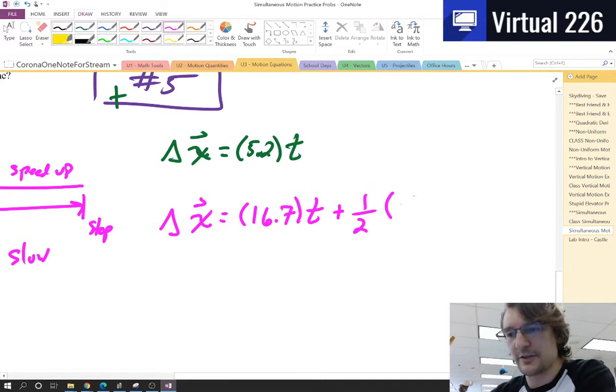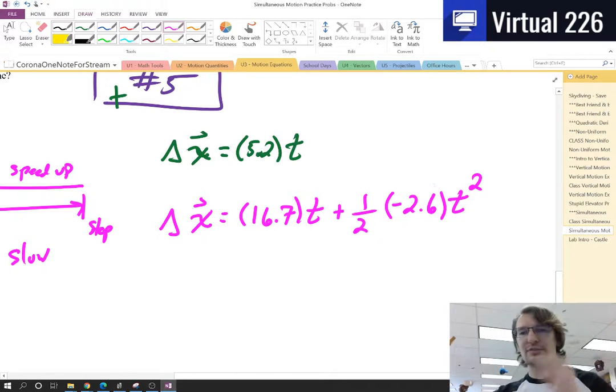But it's 1/2 times the acceleration, which is negative, so negative 2.6 meters per second squared, multiplied by time squared. Okay? And so that's equation number 5 for both objects. That's equation number 5 twice. And if you get to this part, you successfully have accomplished all the physics. You're a hero. You're a champion. Way to go. Way to be. At this point, it's just a math problem.